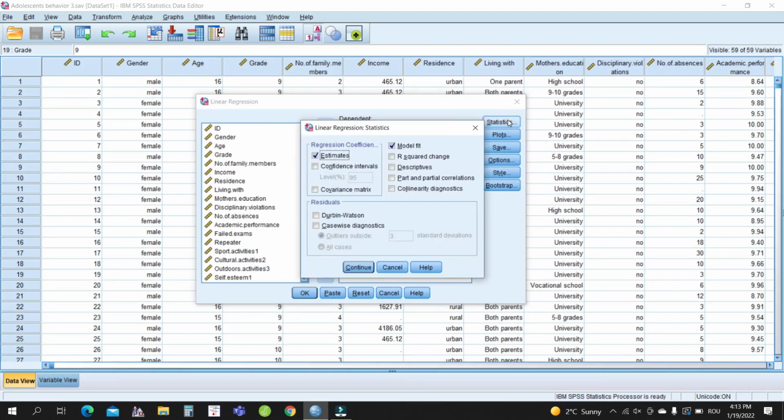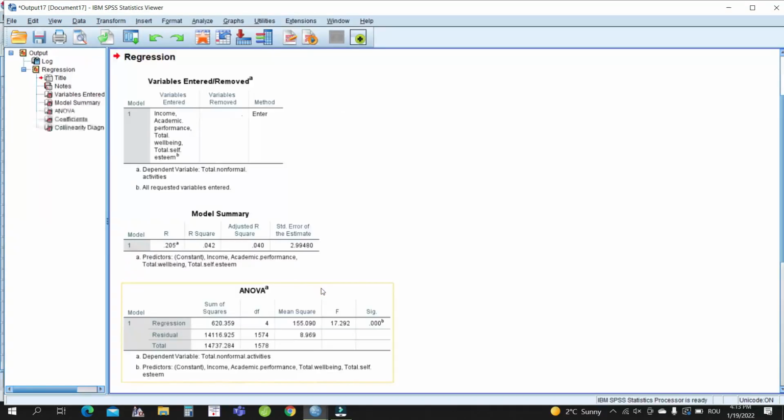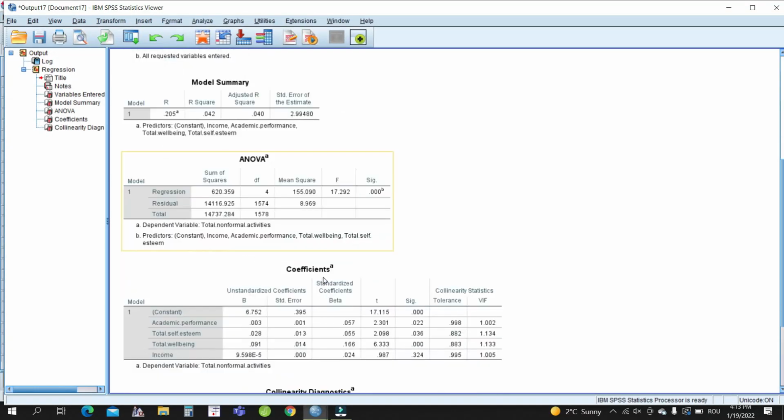From the Statistics button, I will choose Estimates, Model Fit and Collinearity Diagnostics. I will click Continue and OK. Now, let's see the results.